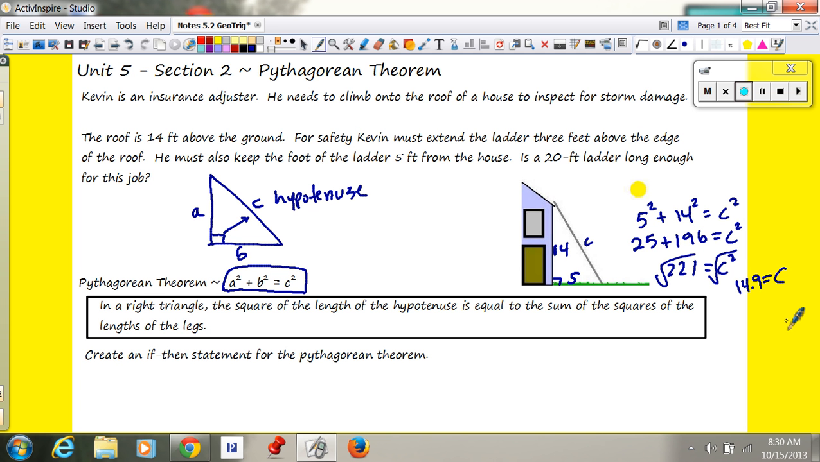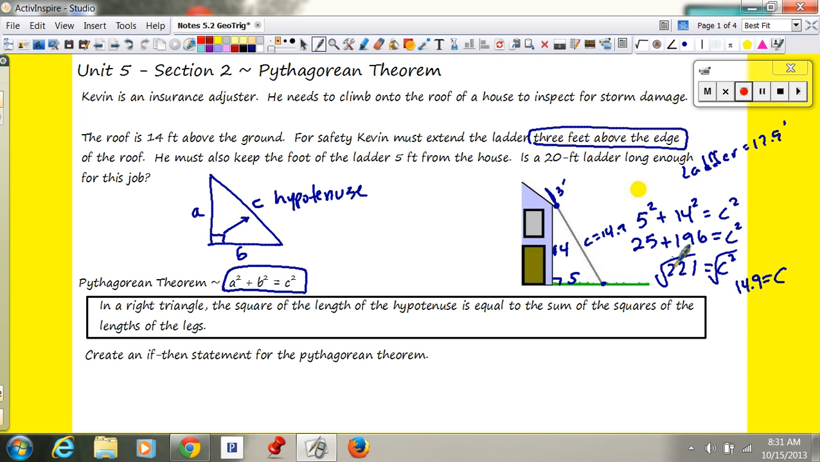Read the question carefully. What does it say right here? It's got to be 3 feet above the edge. So right here to right here is 14.9. It still has to be 3 feet above that. So how long must the ladder be? Must be 17.9. So does he have enough if he has a 20-foot ladder? Yeah, so his 20-foot ladder would extend past the 3 feet and he'd be fine. So that is how the Pythagorean theorem works.